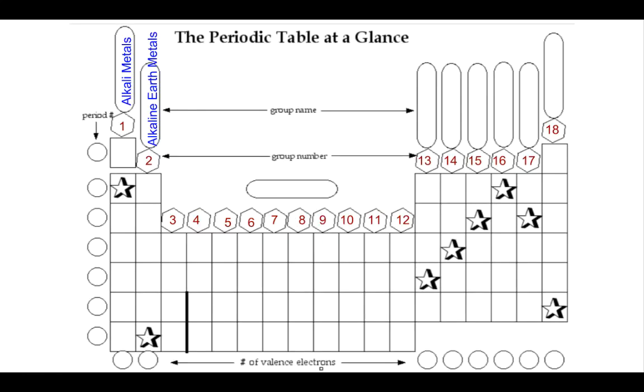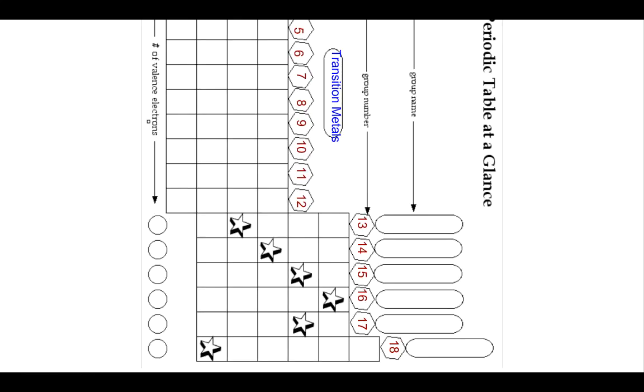All right, so we have those down. This one in the middle is called the transition metals. Okay. Great. Now let's keep going on.